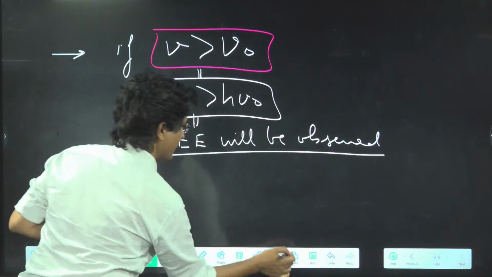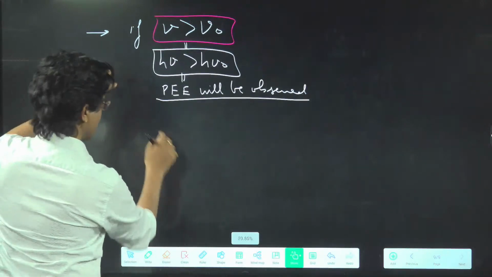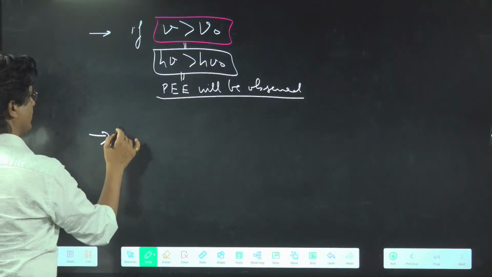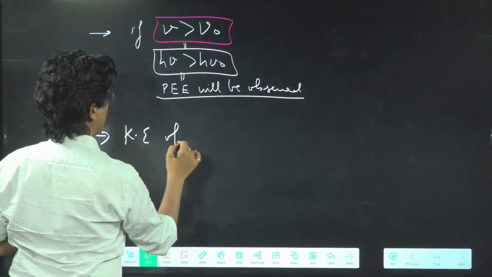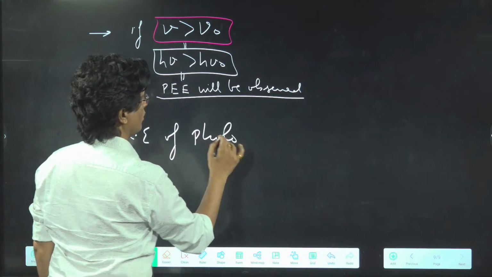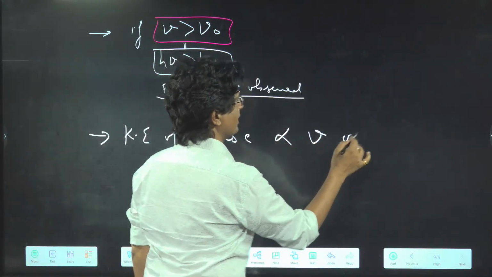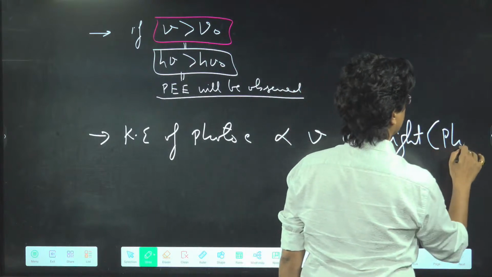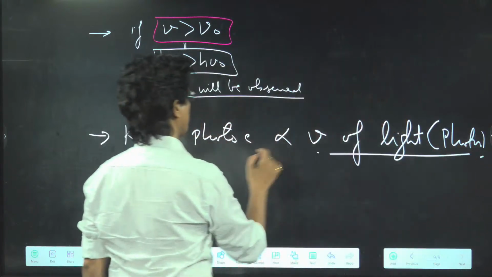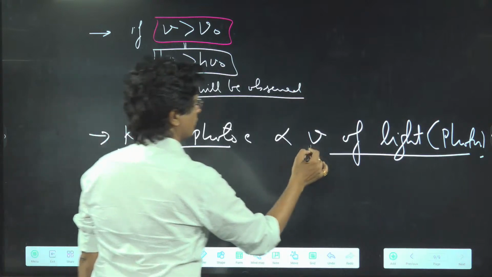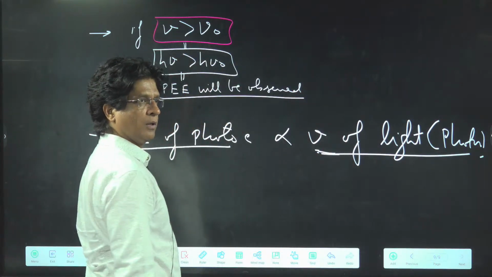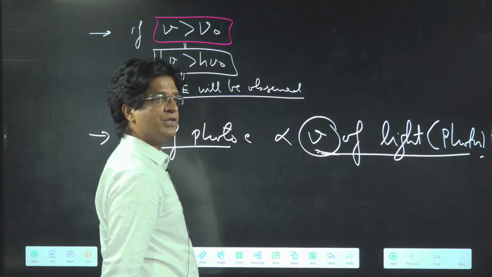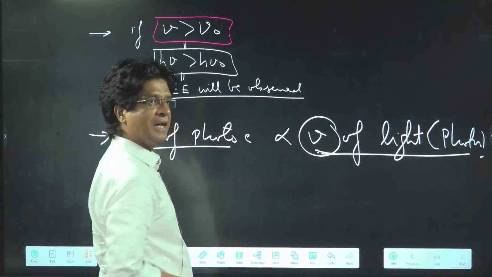Now understand a very, very important thing. What he said was that the kinetic energy of the photoelectron is proportional to the frequency of light, or you can say the frequency of the photon. Yes or no? Because I know that the frequency of the photon is nothing but the energy of the photon, or you can say, the energy of the photon.